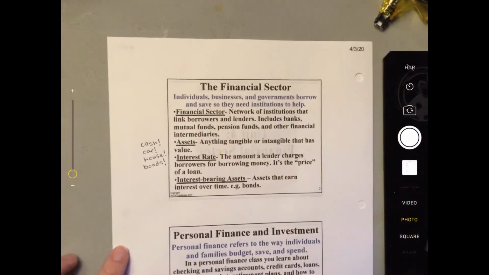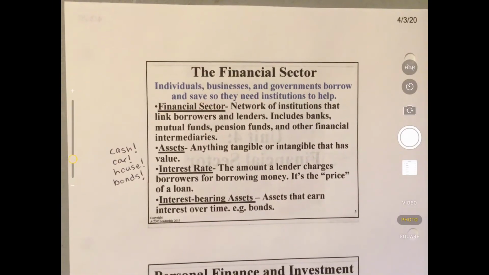First, let's decide what the financial sector is. Well, the financial sector includes individuals, businesses, and the government. We all borrow and save, so we need institutions to help, right? We need people to save our money, and say I want to buy a house, well, I'm going to need to borrow money. So the financial sector is a network of institutions that link borrowers and lenders.